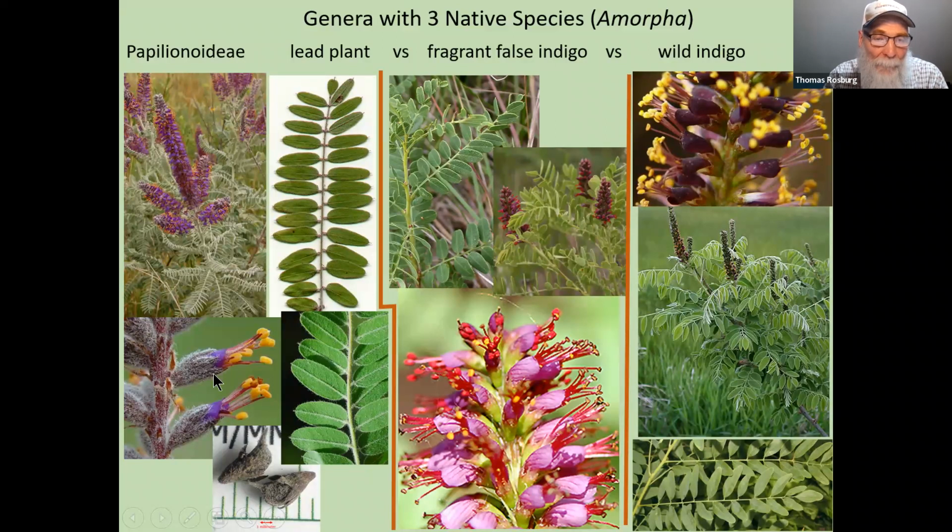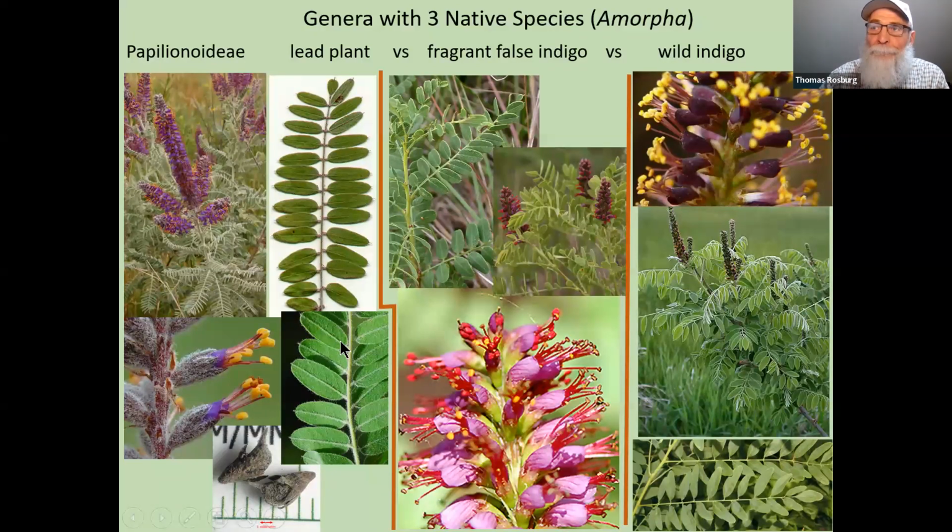So here you can see that characteristic I was telling you about. The corollas are reduced to just a single small and somewhat inconspicuous banner petal. You see that here on lead plant, you see that here on Amorpha nana, and you can kind of see that here on Amorpha fruticosa. So very small flowers. What separates them then otherwise?